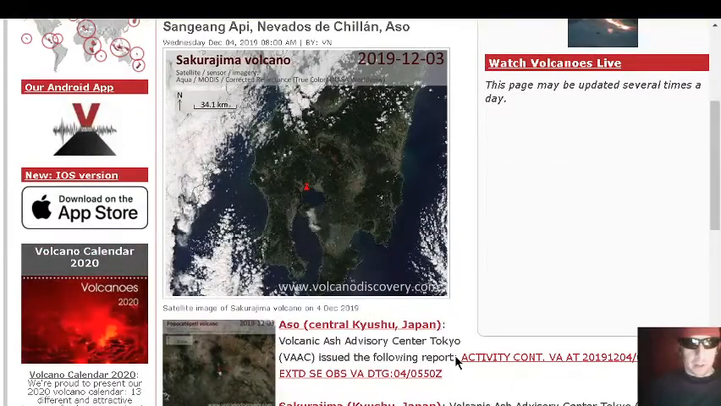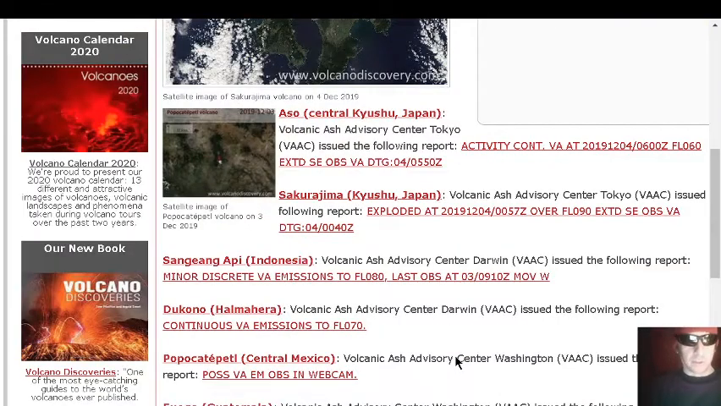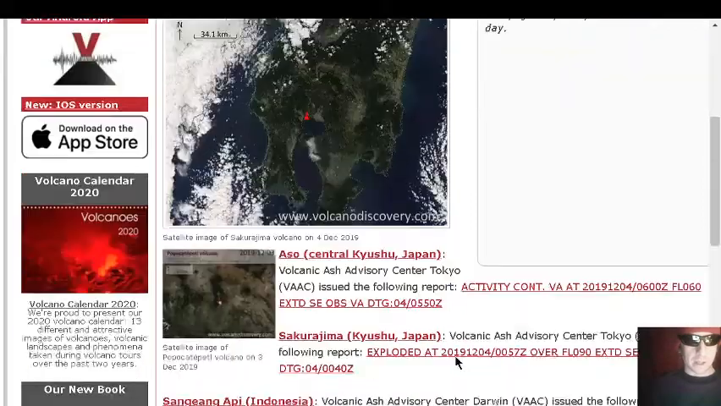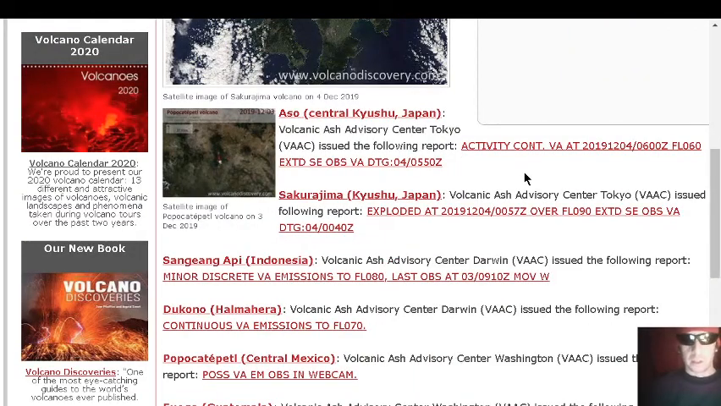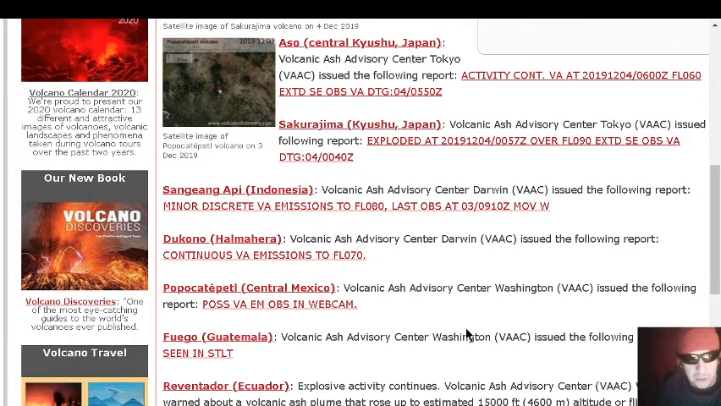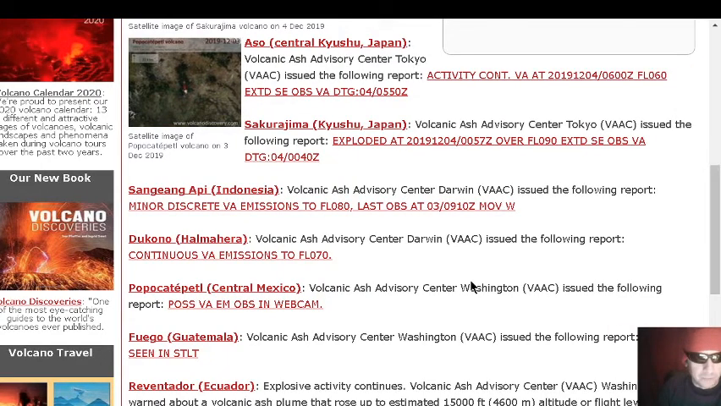Volcano rundown includes Sakurajima. I wonder if it's still producing green-colored plasma discharges. First on the list is Mount Aso, flight level 6,000. Sakurajima, flight level 9,000. Sangeang Api, flight level 8,000. Dukono, 7,000. Popocatépetl, possible emissions. Fuego, back on the list. Possible emissions seen in satellite.